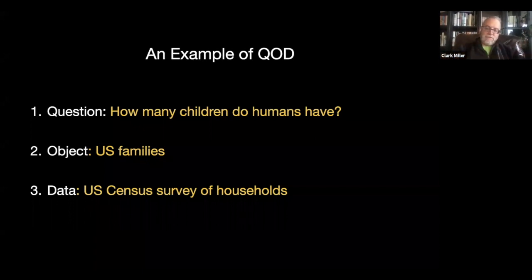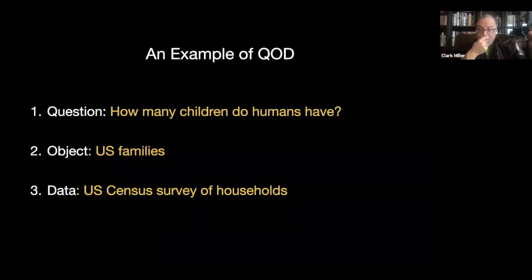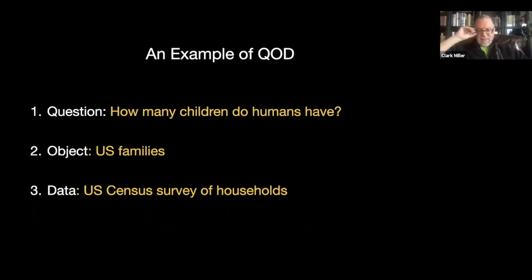So how many children do humans have? But we figured out that we need to narrow that down. So we're going to say families or households in the United States, and we're going to explore that by using data associated with the U.S. Census survey of households. Okay, so that's an example of aligning a QOD constellation, and it's going to tell us some things that might be of interest in answering our big overarching research question, but it's not going to tell us everything, and there are some caveats that we've already identified that are associated with it.